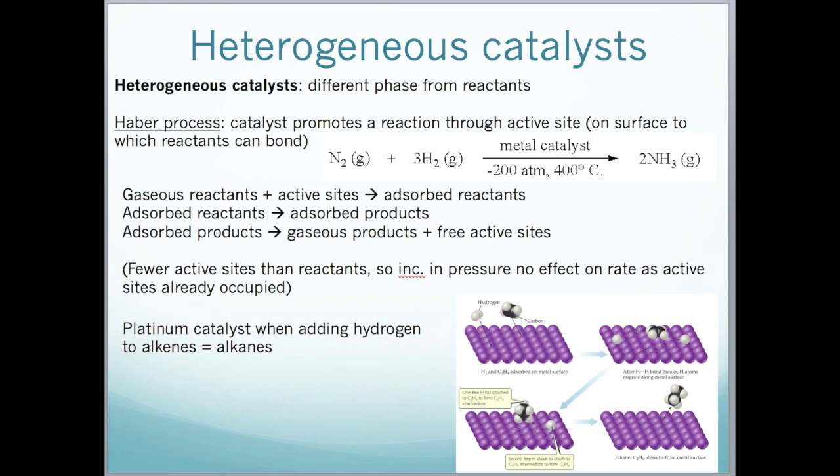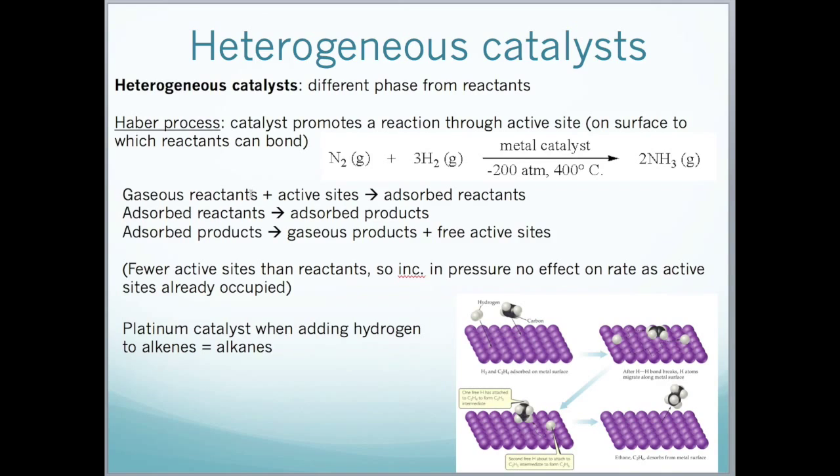The other type of catalyst is known as heterogeneous catalysts, and these are in a different phase from the reactants. One example of the use of heterogeneous catalysts is the Haber process, where the catalyst promotes a reaction through the active site, and the active sites are found on the surface of the catalyst to which the reactants can bind. This is the general equation for the Haber process, which is the synthesis of ammonia from nitrogen and hydrogen gases with the use of a metal catalyst.